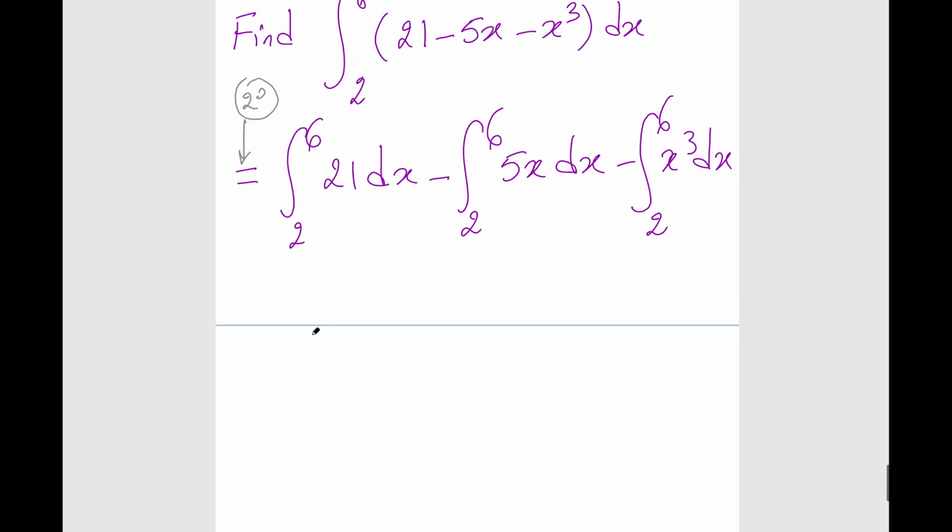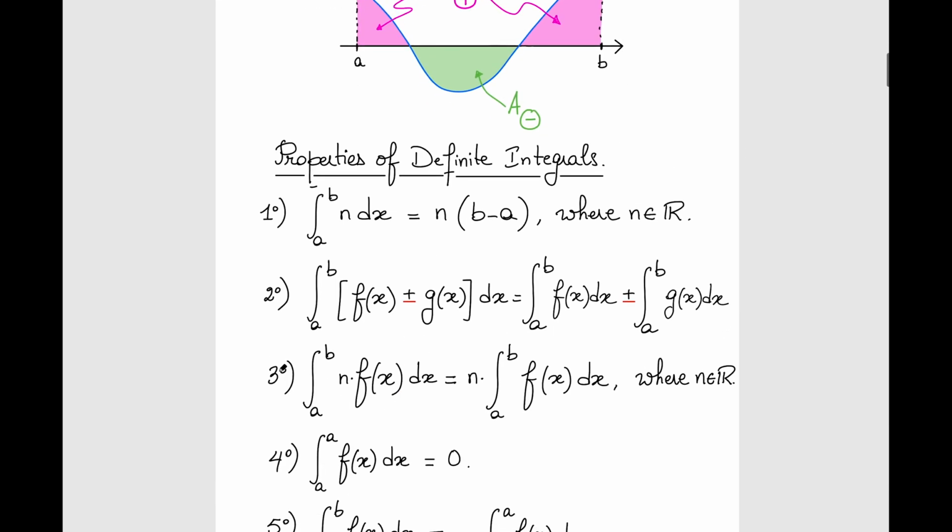And what is this guy? 21 is a constant. I can think about 21 as 21 times 1. I can push out the 21 outside because of one of the properties. I think it was property 3. Let me go back and convince you that this was 3. Yeah, it was property 3. You see this? Property 3. You can push out multiplicative constants.